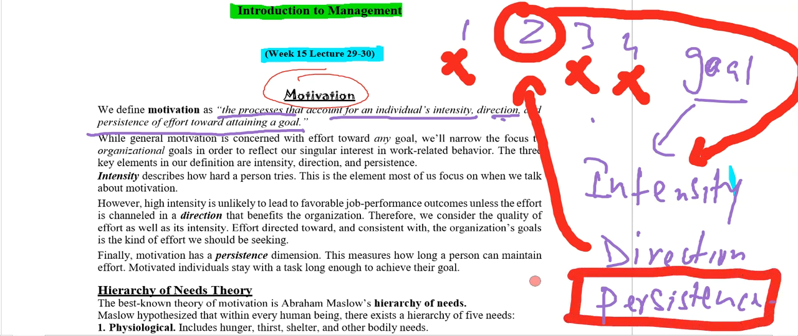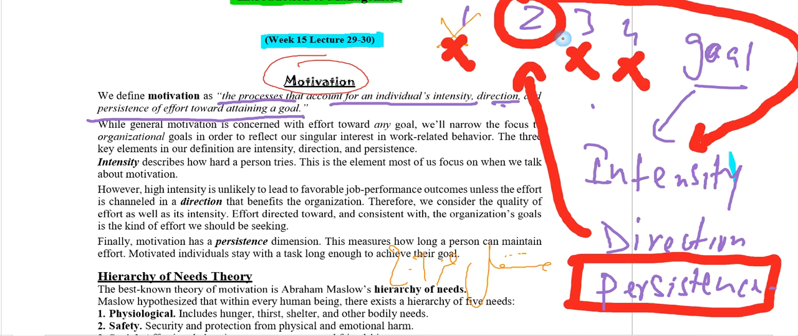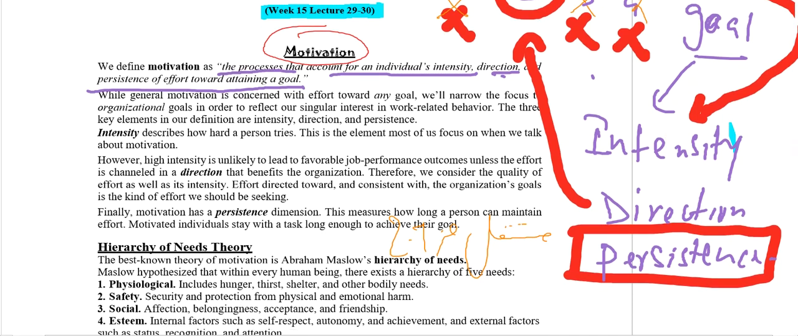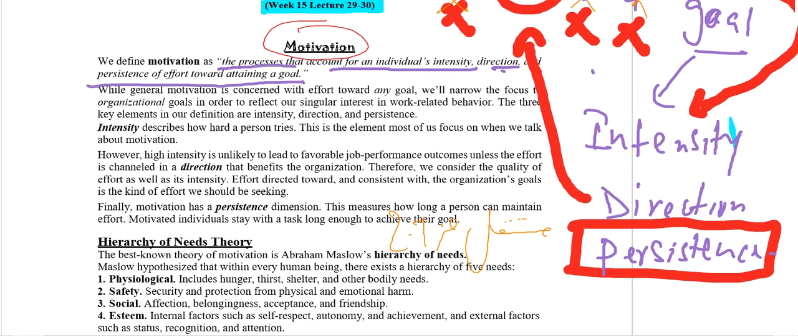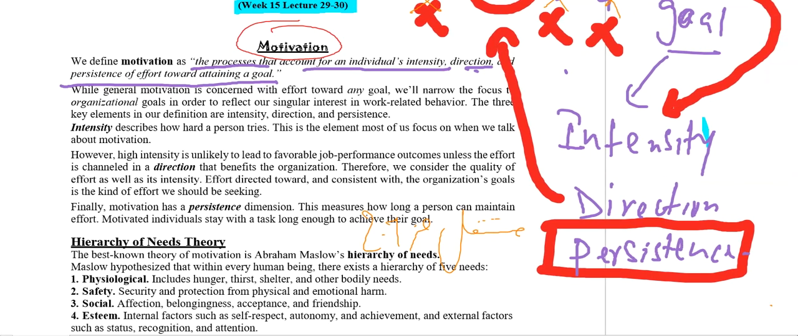Persistent means mustaqil mizaj. Mustaqil mizaj means when we have to achieve the goal, then we have to wait for very long. So in order to wait very long, it means we will refuse to go for other goals. We will only achieve one goal which is more intensive, and our direction is to achieve the goal. Number 3, we will wait for a long time to achieve the goal. So this is called the motivation.